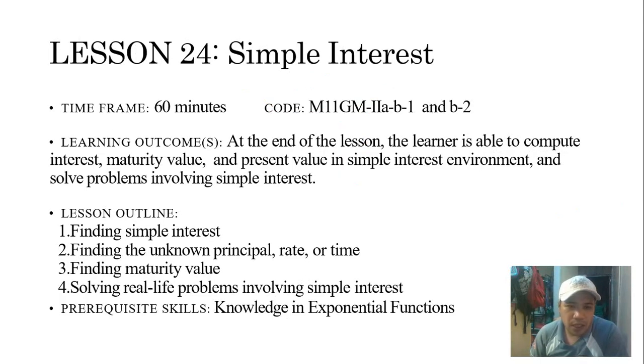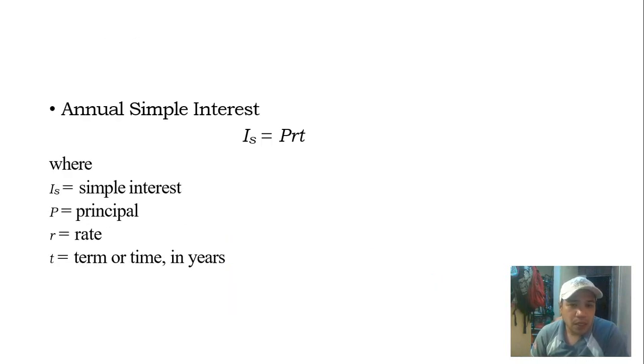Okay, so for the simple interest, we will try to find the simple interest, finding the unknown principal, rate, and time, then what will be the future value? And we'll also check real-life problems. Annual simple interest is given by the formula I_s, S is for simple, equals PRT, where P is the principal or the original money, R is the rate given or charged, and T is in terms of years. By the way, rate is commonly in percent.